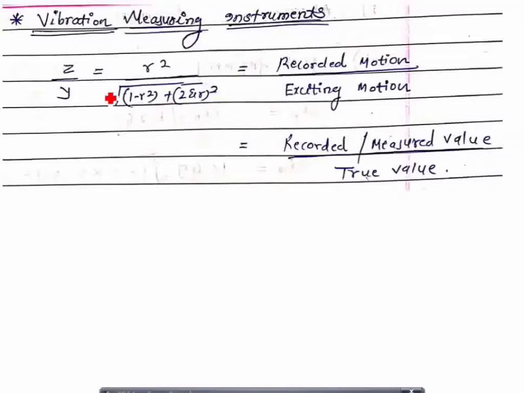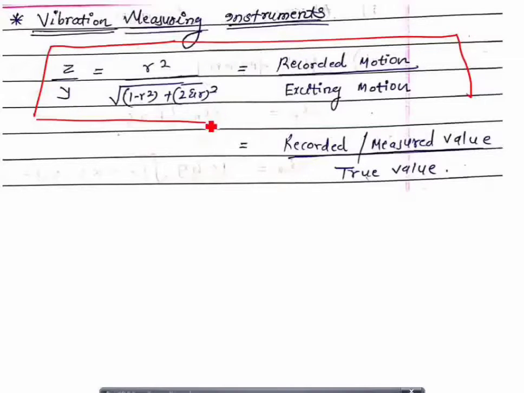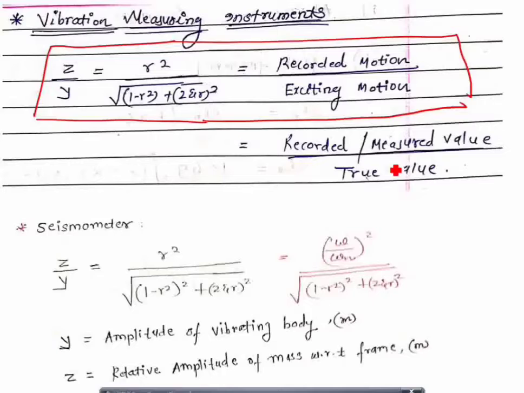In the last lecture, we understood the theory and concept of vibration measuring instrument, where we derived a formula for the ratio z upon y is equal to r square upon square root of (1 minus r square) whole square plus (2 zeta r) whole square, which is also called the ratio of recorded motion upon exciting motion, or the ratio of recorded value or measured value upon true value. This is the basic equation of seismometer, where y is the amplitude of the vibrating body and z is the relative amplitude of mass with respect to the frame, or steady state relative amplitude.